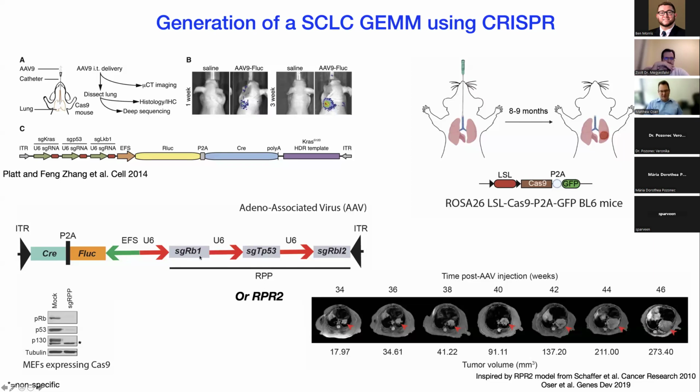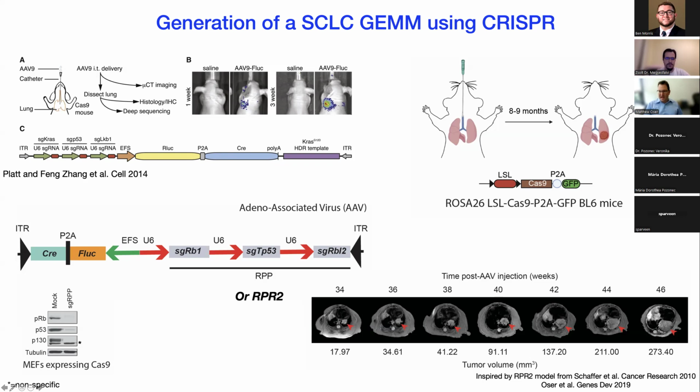basically taking the RPR2 model, finding guides that could edit RB, P53 and RBL2 or P130, including Cre and a luciferase. And then basically it's an all-in-one AAV construct that we could show could delete all three genes in cell lines. This is in cells that express Cas9. And then we introduced this into these Lox-Stop-Lox Cas9-P2A-GFP mice. Initially, they were mixed background, and now we use pure Black 6 for this.